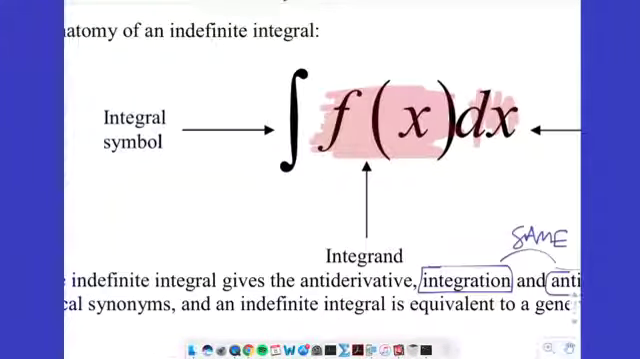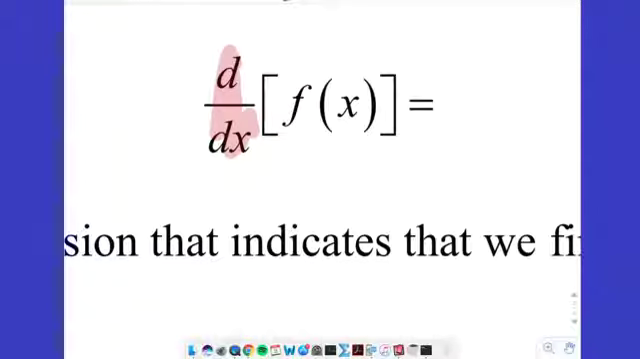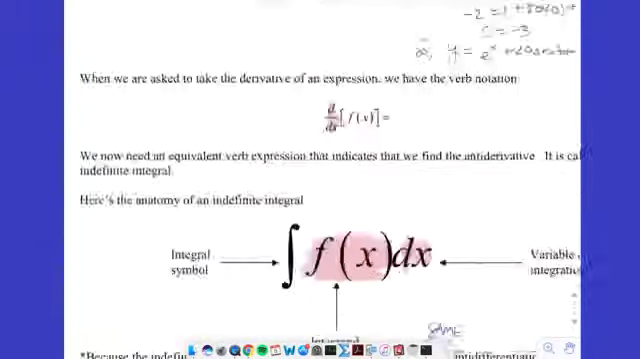So that's our new symbol now. It's the verb. When you see the super S integral symbol, it means to find the antiderivative or the integral of what follows with respect to x. Just like when you saw this, it said take the derivative of what followed with respect to x.